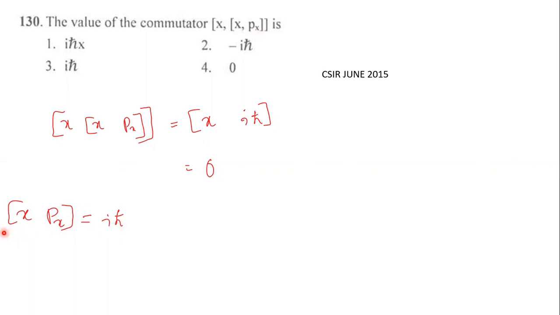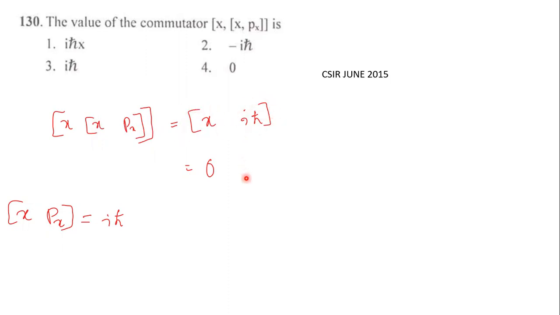You can also arrive at this value by using the earlier expression, where [xⁿ, px] is equal to n times xⁿ⁻¹. In this case, the value of n is 1. If you substitute that, you will get this, or directly you can remember that the commutator [x, px] is equal to iħ. Then at this position, the commutator value is written here, and we end up with the total commutator.